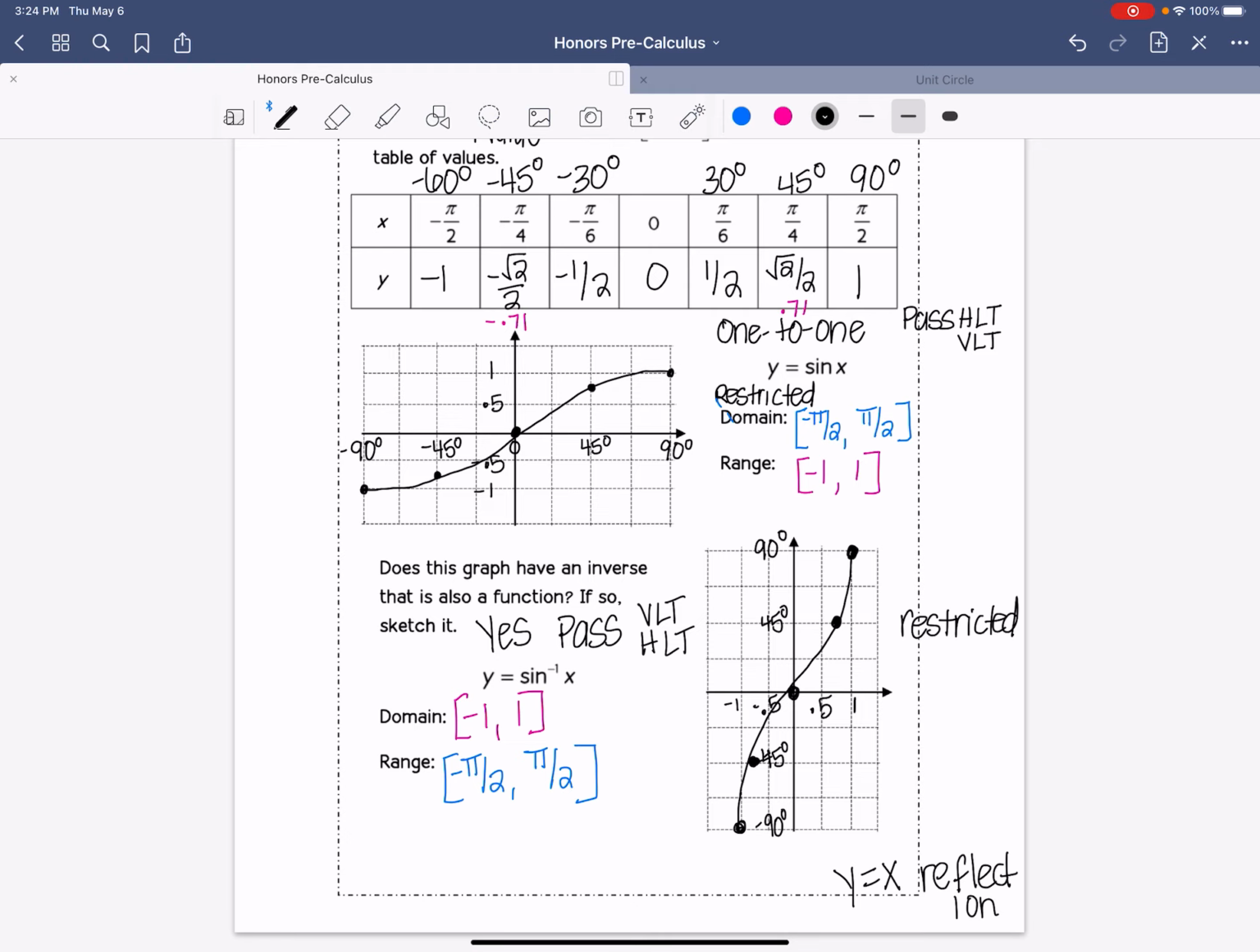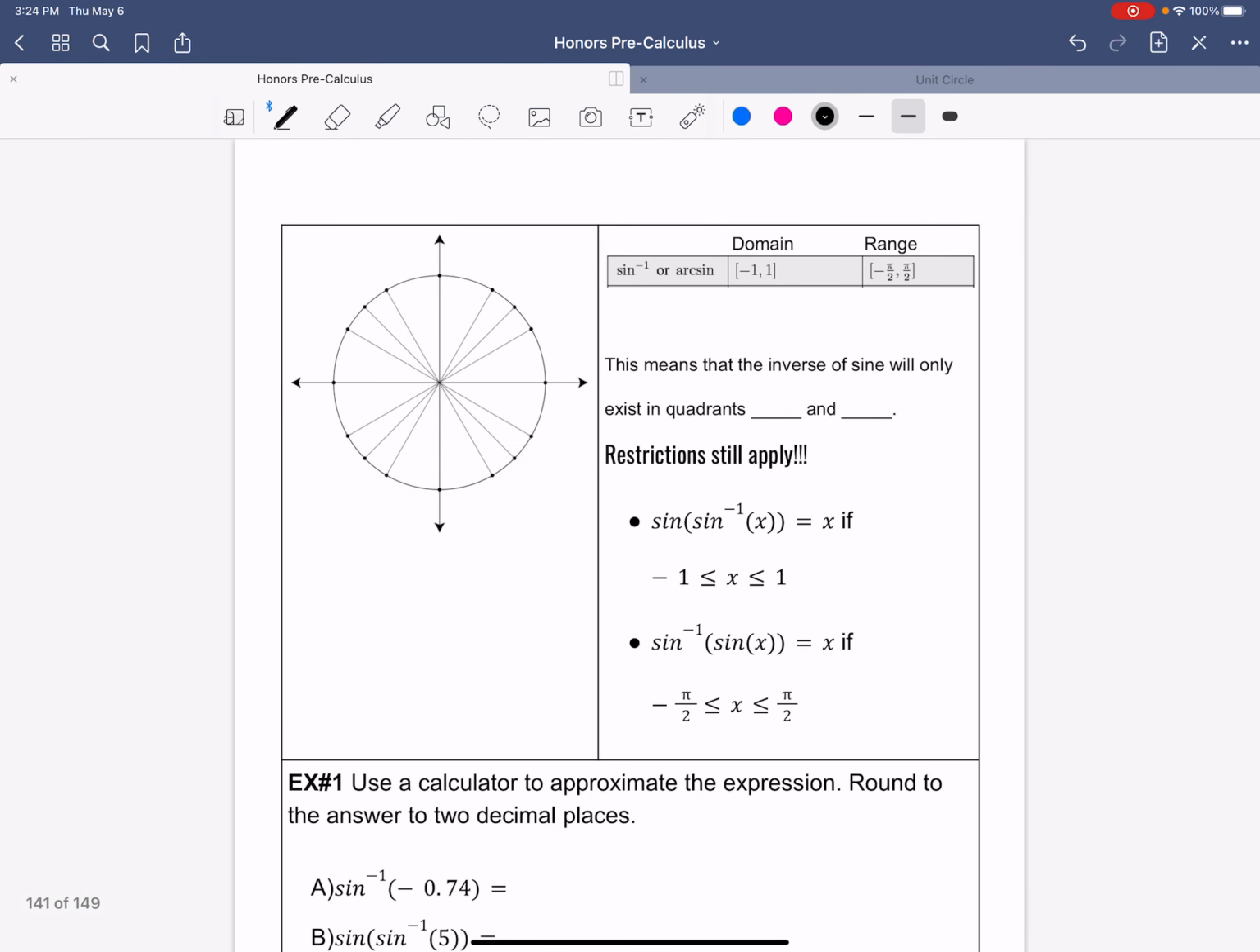Now, in class, we had some confusion, and we were talking about the fact that our unit circle is restricted. The restriction is going to be in quadrant 1 and quadrant 4, so we go to 90 degrees and negative 90 degrees. We stick to quadrant 1 and quadrant 4 for the inverse. Arc sine and sine inverse mean the same thing. They both mean inverse. They're just two different notations that have been used at different times in math, but they still mean the same thing.